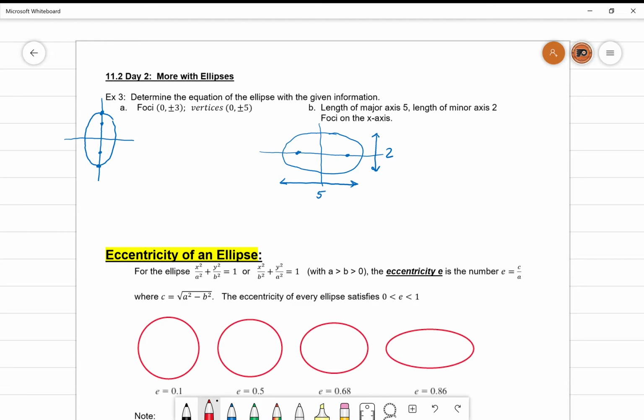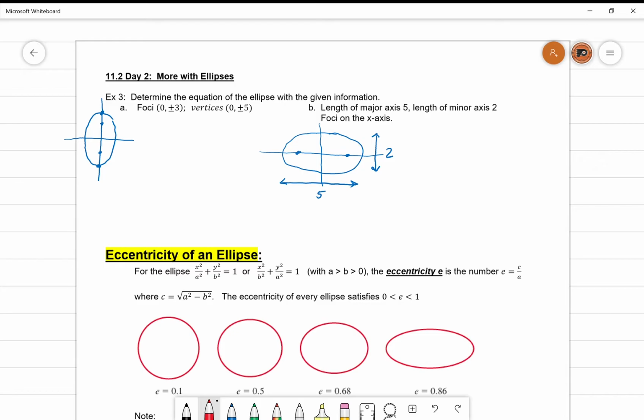Welcome back. This is section 11.2, day 2, more with ellipses. We're going to start by creating some equations. We're going to talk about eccentricity of an ellipse, and then a couple more example problems down at the bottom. I'll break this up into two quick videos.